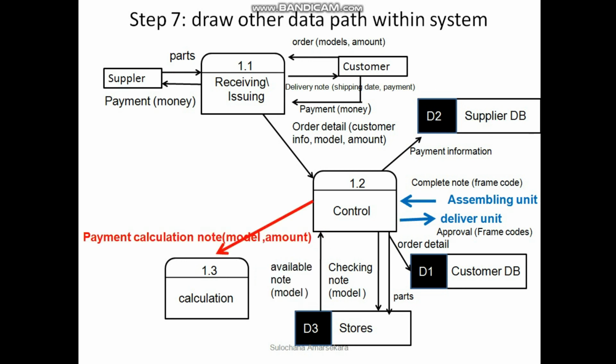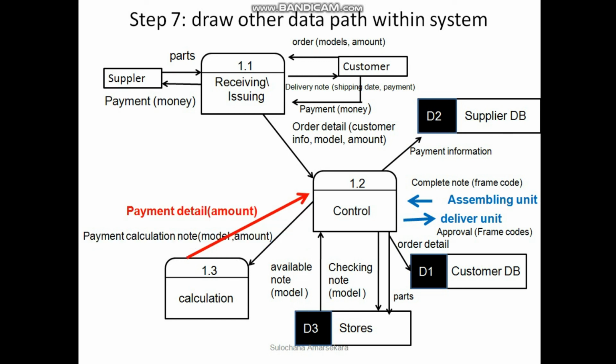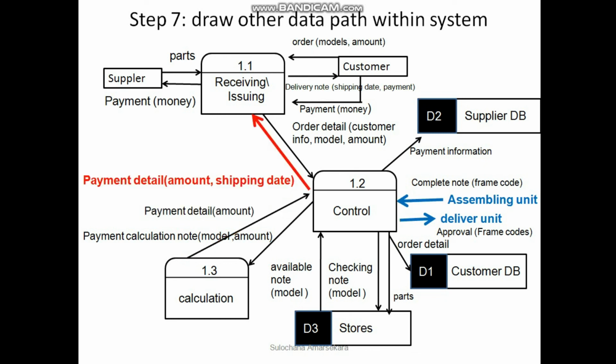Meantime the control unit gives an order to calculate the payment with necessary model numbers and their amount. This link shows that connection. According to that order, the calculation unit calculates the payment and sends that amount detail like this. The control unit itself estimates the possible shipping date and sends the possible shipping date and expected amount via payment detail to the receiving and issuing unit like this. Then the receiving and issuing unit sends a delivery note to the customer. According to that delivery note, the customer does the payment.